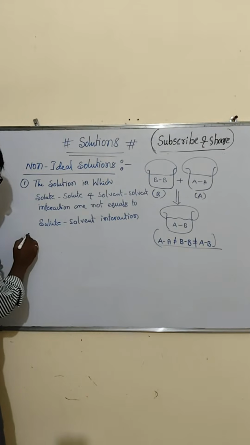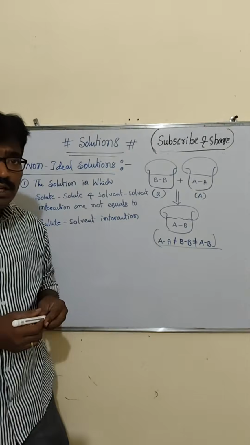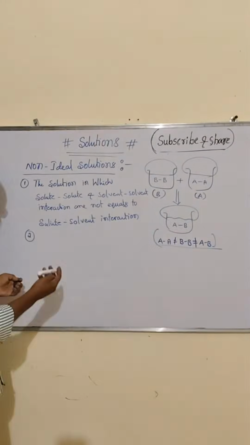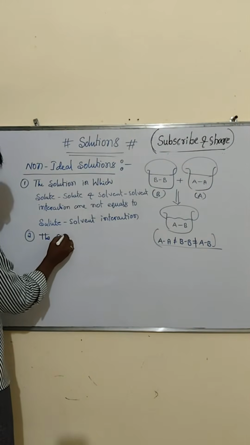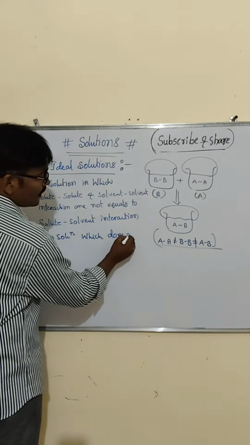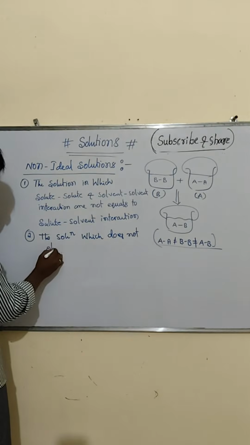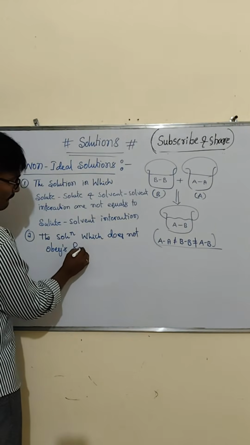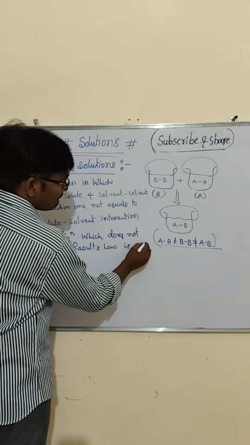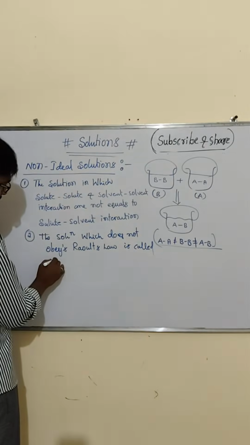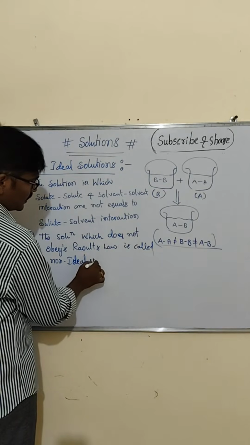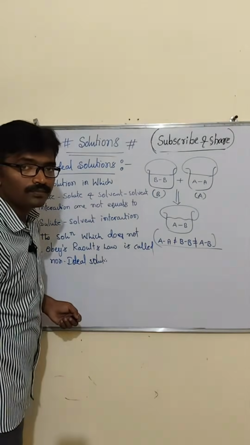Then the second one we can say very easily: the solution which does not obey Raoult's law is called a non-ideal solution. Yes, up to here we can say so very easily, because both are opposite to each other, right?